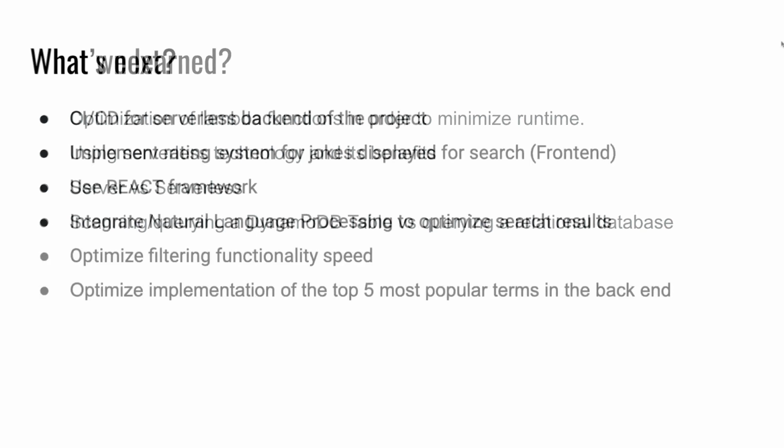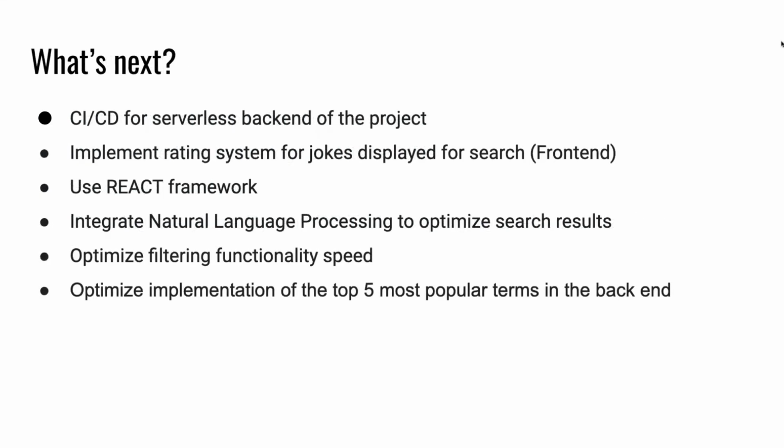Let's talk about the future work of the web app. We plan to set up CI/CD for the serverless backend. In other words, connect GitHub to it. Currently, only the random joke on the front page has the option to rate. We would like the search jokes to have the same abilities. Another thing to change is to use the React framework to build the interactive web elements. All of the app's behavior currently uses plain old JavaScript.